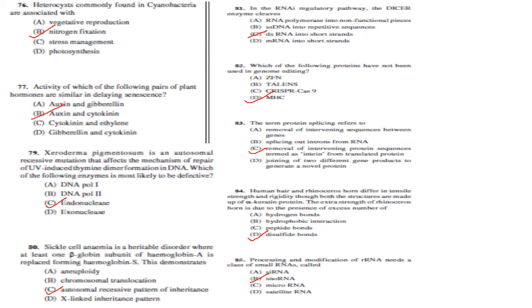Then next one. Processing and modification of rRNA needs a class of small RNAs called snoRNA, or small nucleolar RNA. They are a class of small RNA molecules that primarily guide chemical modification of other RNAs, that is ribosomal RNA, transfer RNA and small nuclear RNAs. So the answer here is option B.